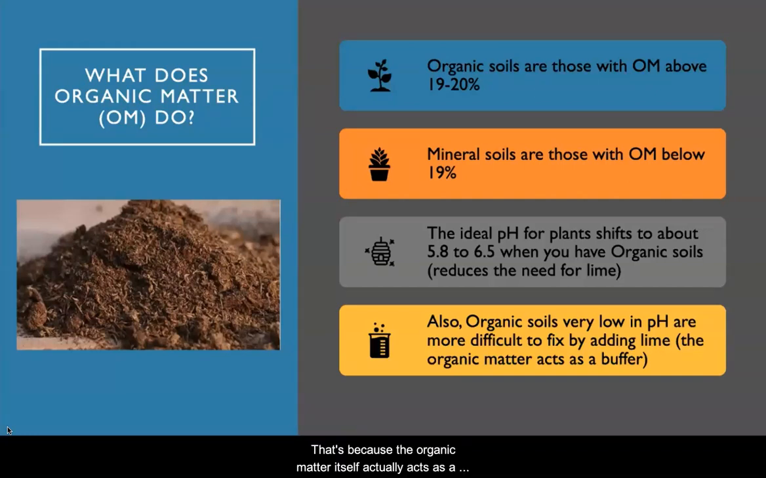That's because the organic matter itself actually acts as a buffer in the system. When you've got lots of organic matter, it holds water, it holds nutrients, it gives them up, it takes them, holds them fairly easily. The other main thing to know about high organic matter soils is that the ideal pH, instead of being right around 6.5, actually moves down the acidic scale to about 5.8 to 6.5. So if you've got high organic matter above 20%, you don't need to lime your soil all the way up to 6.5. Once you get above about 5.8, you're doing okay.